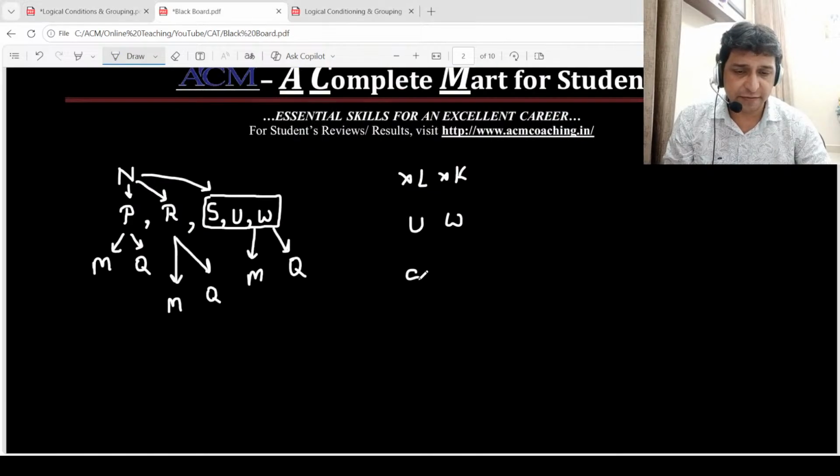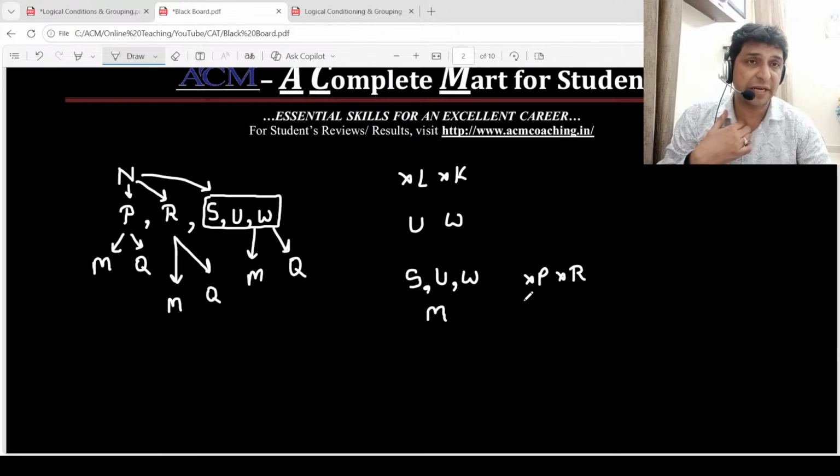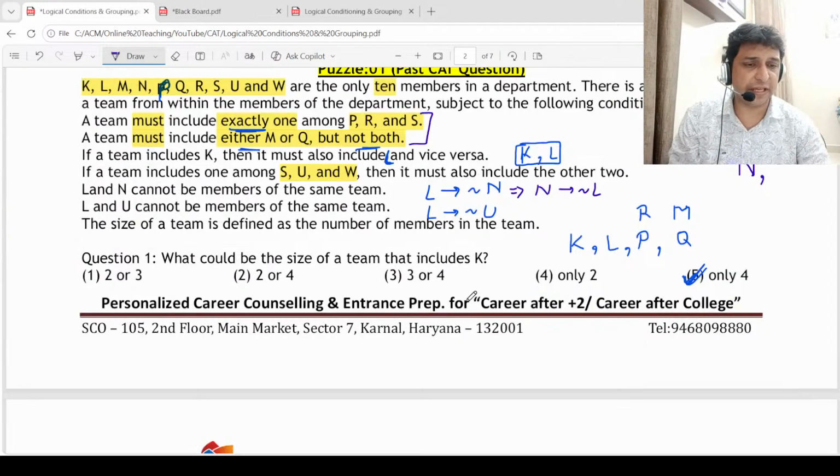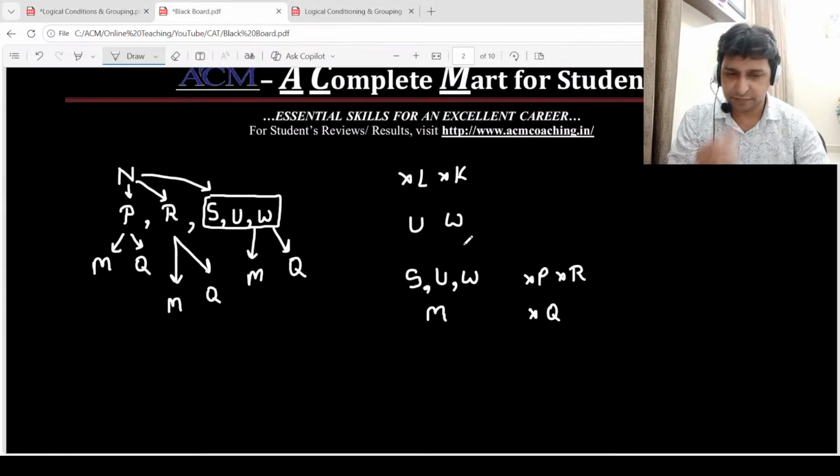So we can have S. If S is there, we're going to get U and W along with. Out of M or Q, we have one option. Let's take M. So from here, we can't have P, we can't have R, because we have taken the person who's going to take maximum people along. Now, let's take M because out of them, we can have only one. The other people who are left are L, K, N, U, W. So we have 1, 2, 3, 4, 5, 6, 7, 8 people who are left.